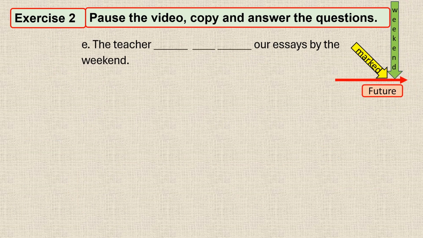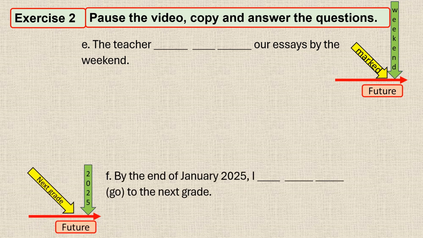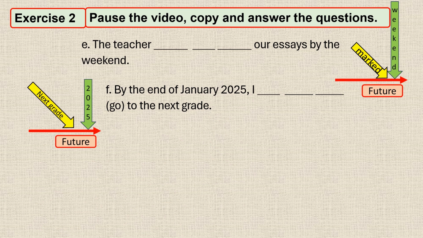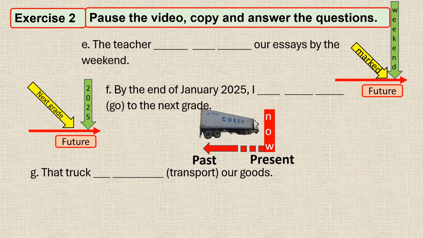Exercise 2. Pause the video, copy and answer the questions, please. E: The teacher, three spaces, our essays, by the weekend. There's our graphic to help you out. Number F: By the end of January 2025, I, three spaces, go to the next grade. There's a graphic to help you out. Another graphic with the sentence, G: that truck, transport our goods.